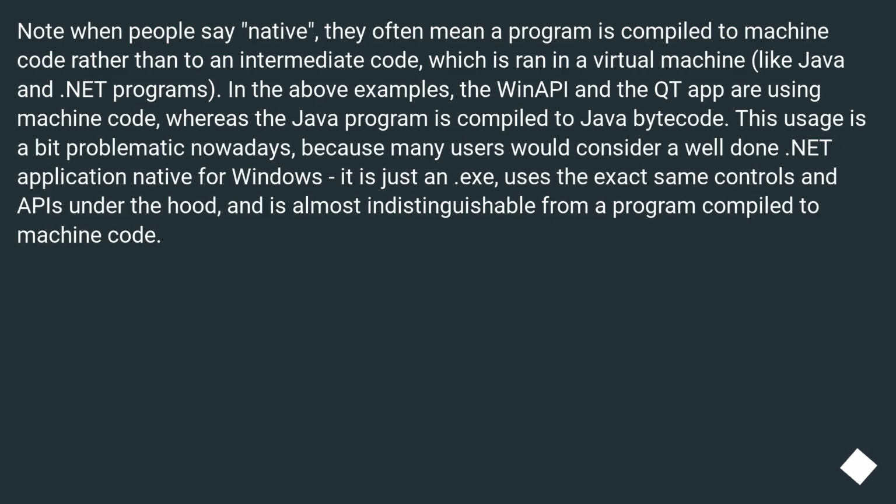Note when people say native, they often mean a program is compiled to machine code rather than to an intermediate code, which is run in a virtual machine, like Java and .NET programs. In the above examples, the WinAPI and the Qt app are using machine code, whereas the Java program is compiled to Java bytecode. This usage is a bit problematic nowadays, because many users would consider a well-done .NET application native for Windows. It uses the exact same controls and look under the hood, and is almost indistinguishable from a program compiled to machine code.